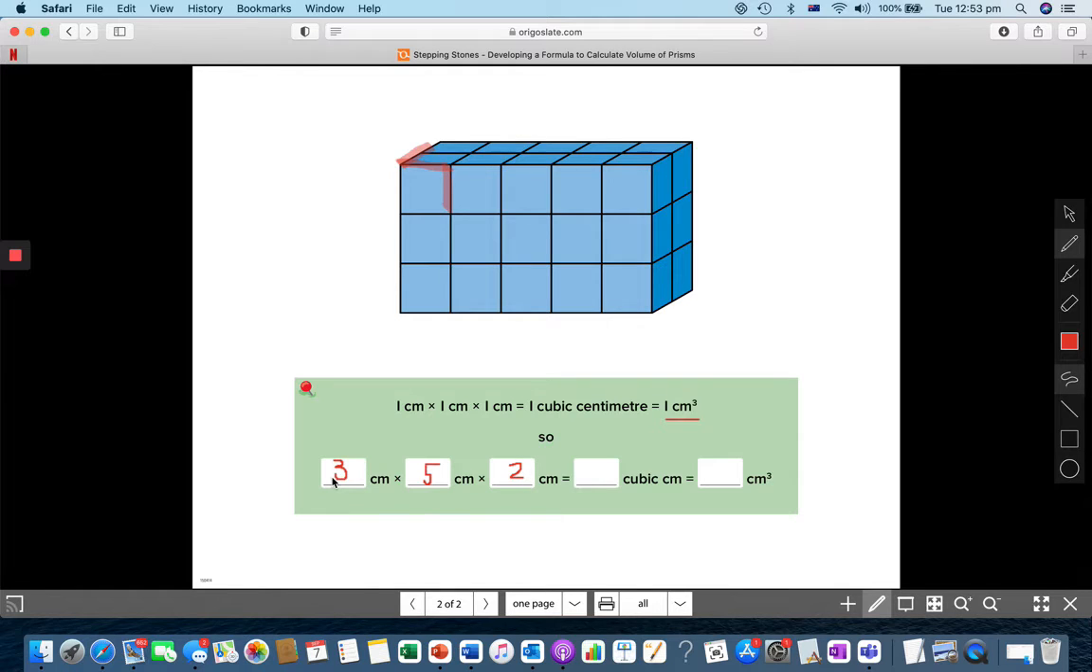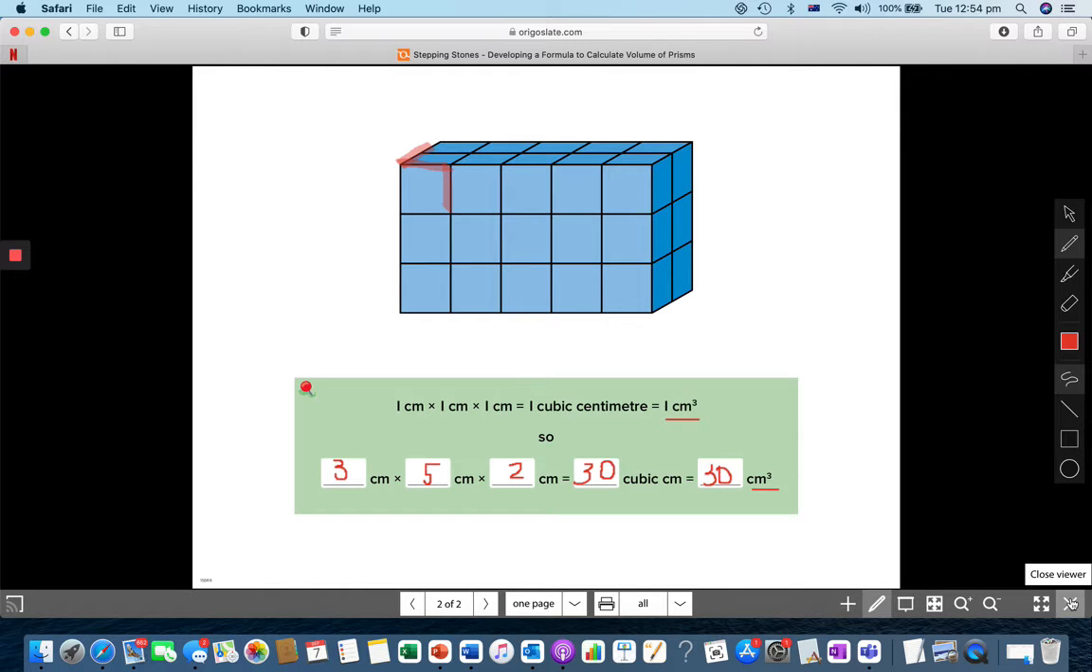Then we multiply all 3 dimensions, and we're going to end up with 3 times 5, 15, times 2. We're going to end up with 30 cubic centimeters, or in maths we simply write 30 and then we add cm little 3. Now this is important. Whenever you deal with prisms and writing their volumes down, make sure you end up with little cm 3, or in other words, cubic centimeter.